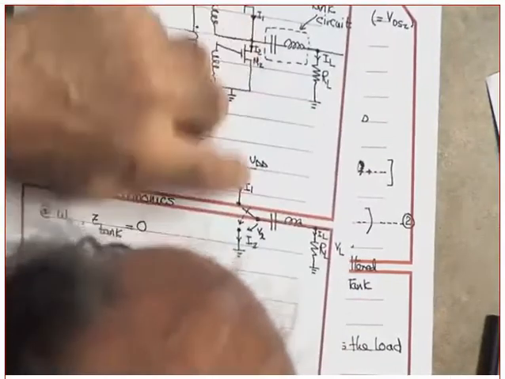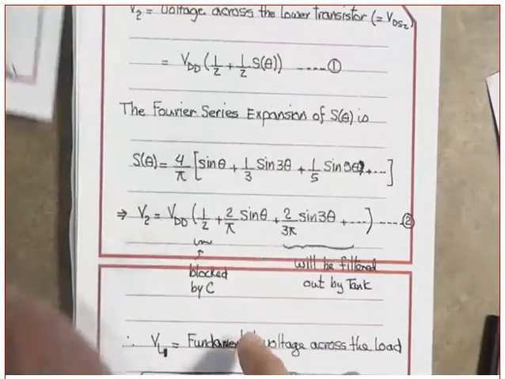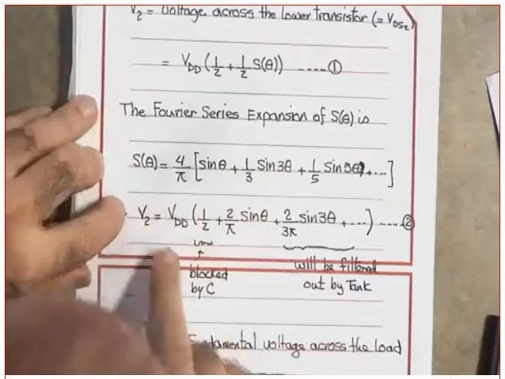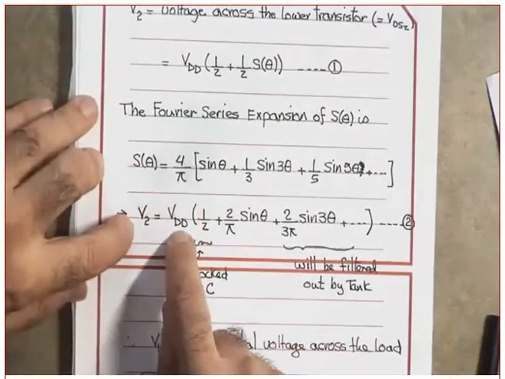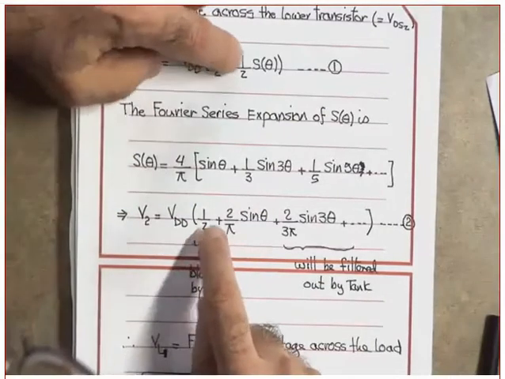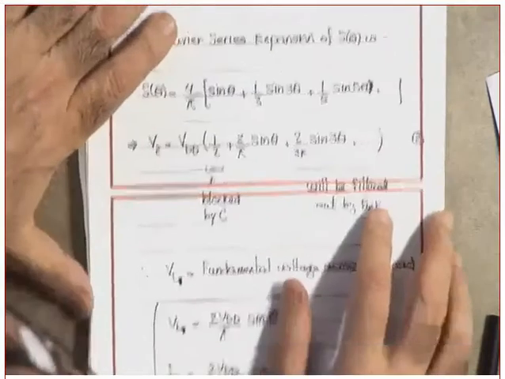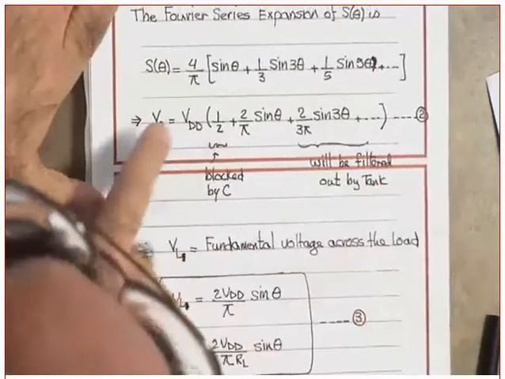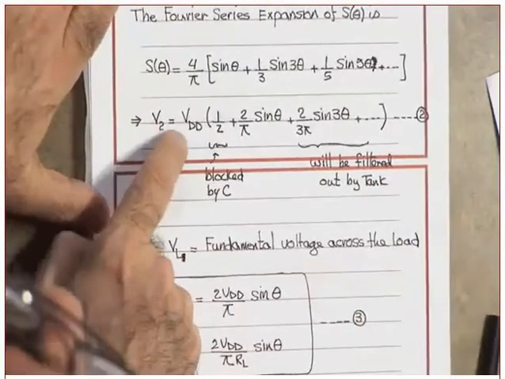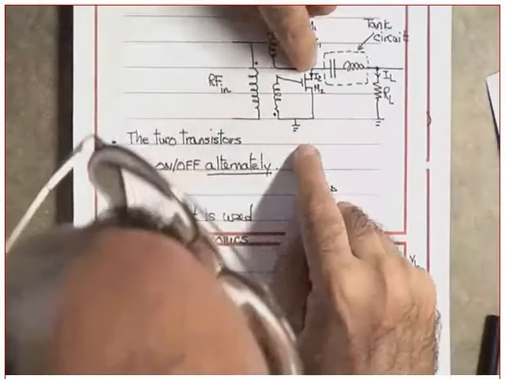What is the V2? The voltage at this point. Yes? What is V2? Help me. V2 equal to what? VDD, yes, times what? 1/2 plus 1/2 this. Yes? Now, listen to me. What is V2 one more time? V2 is the voltage at this point. Yes?